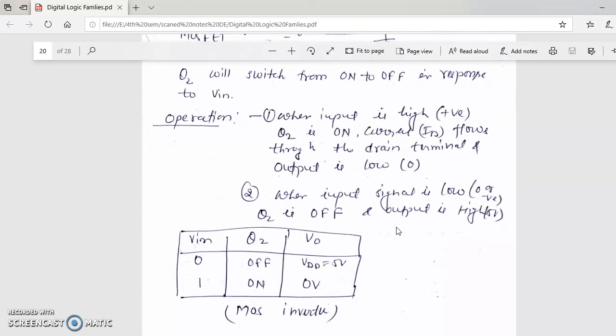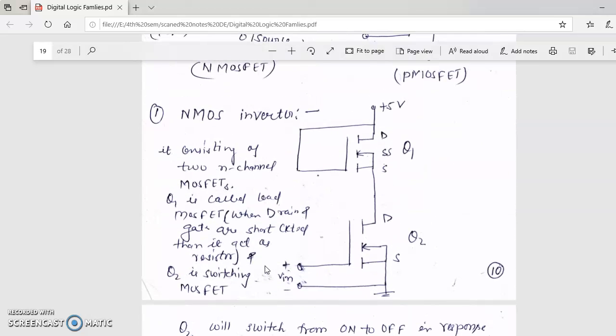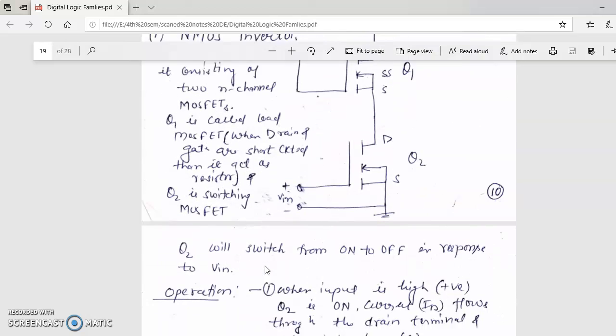Okay, this is the operation, and we get the truth table for this circuit. V in is applied as 0 or 1. When V in is 0, Q2 is off, and V output across this is high logic, that is 5 volt or VDD. If we apply the high voltage or logic 1, then Q2 is on, and the output is logic low level or 0. It means this circuit acts as an inverter, an NMOS inverter.